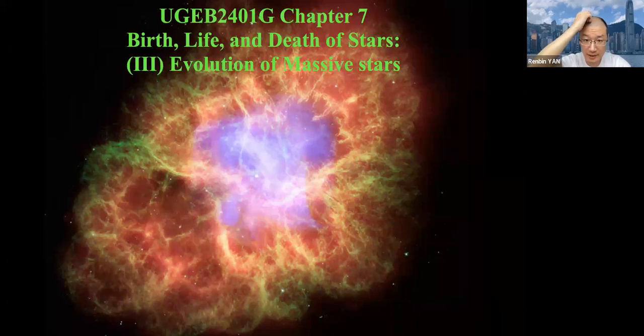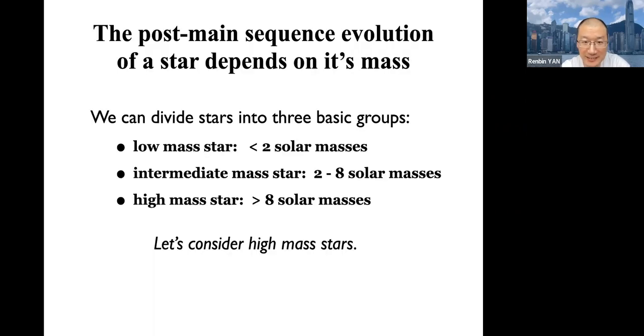Okay, let's get started again. So now we have talked about evolution of low mass stars. We are going to talk about evolution of massive stars. As you can see from this picture, this is going to result in a much more splendid ending, and that is a supernova in the end.